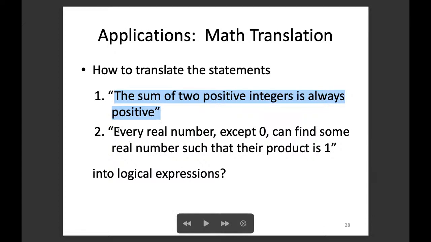The second part is similar. So we have for every real number that we can imagine except 0, then we can always find some other real number, or maybe some real number. It could be the same, okay? But the product of these two is equal to 1. So how can we express them in logical expressions?